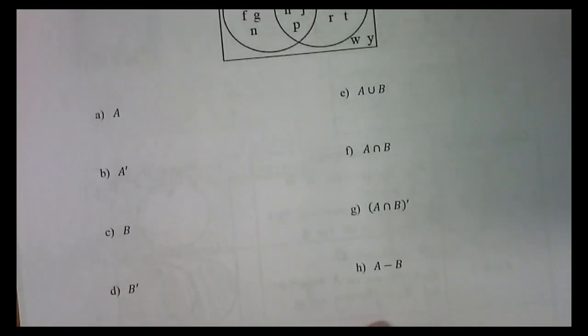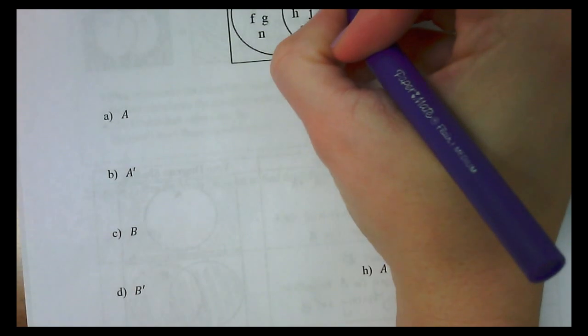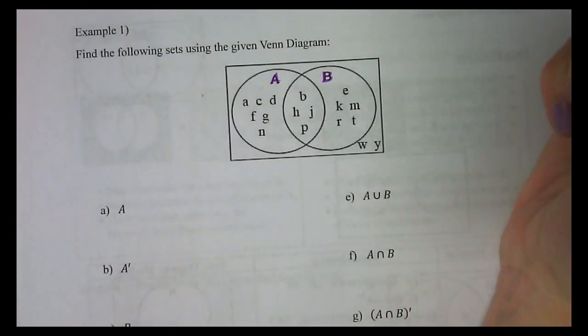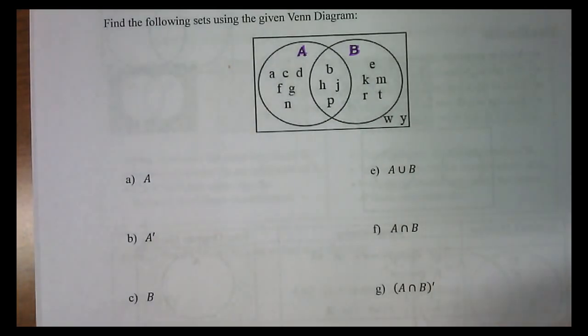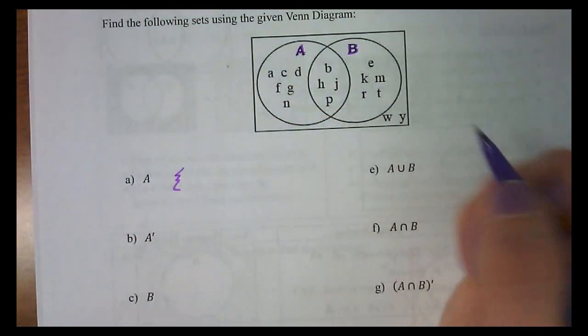We are looking at some examples. So we have some letters in the sets. These capital letters are for the names of the sets. They are not elements in the sets. Okay, the capital letters are the names of the sets. So it says find the following sets using the Venn diagram.